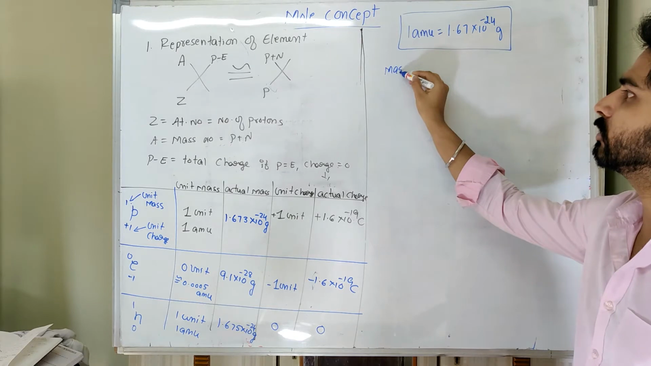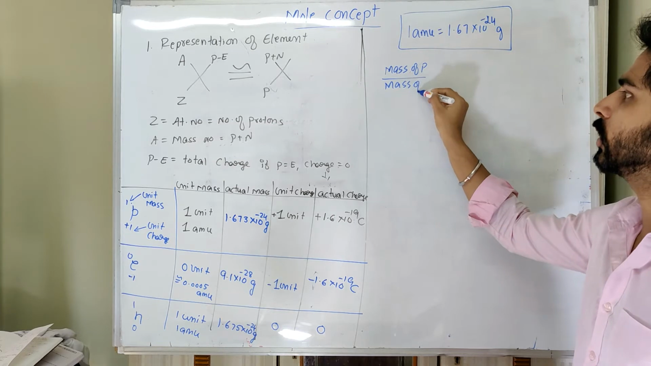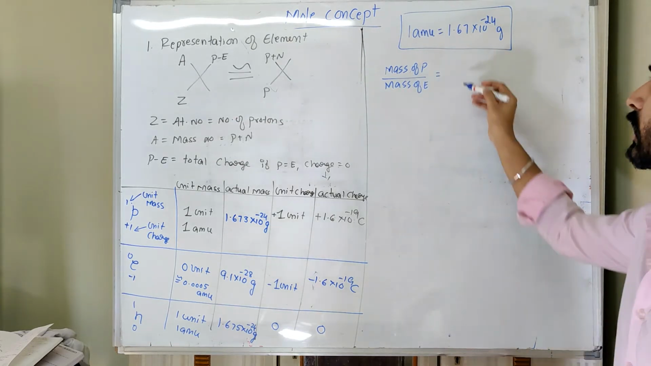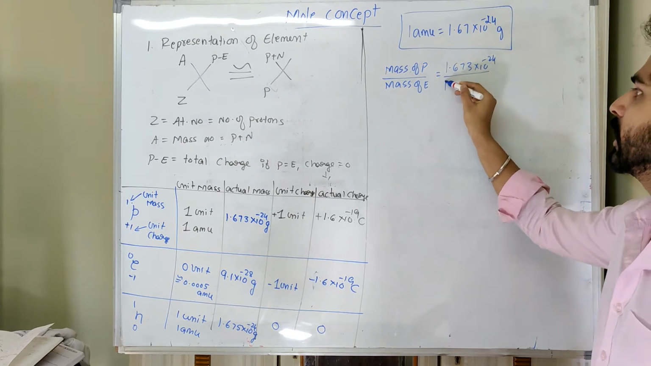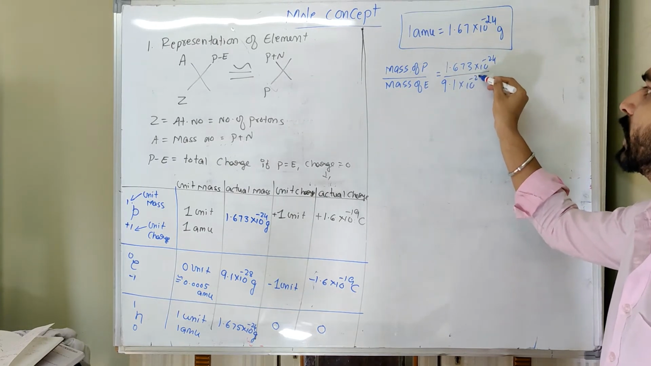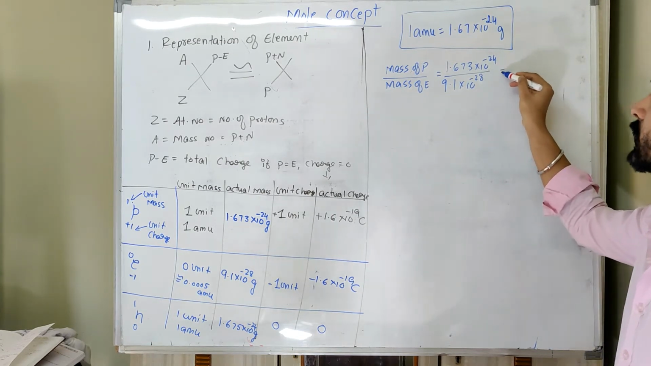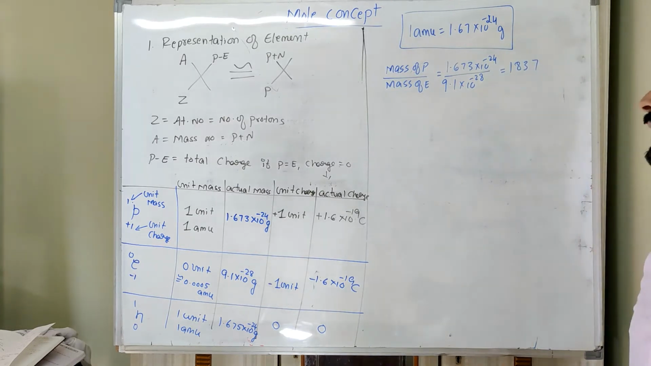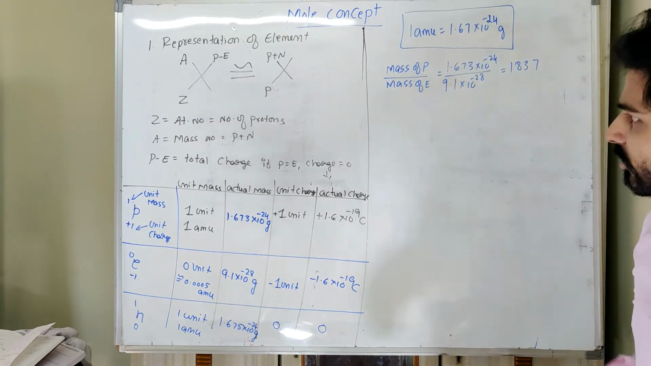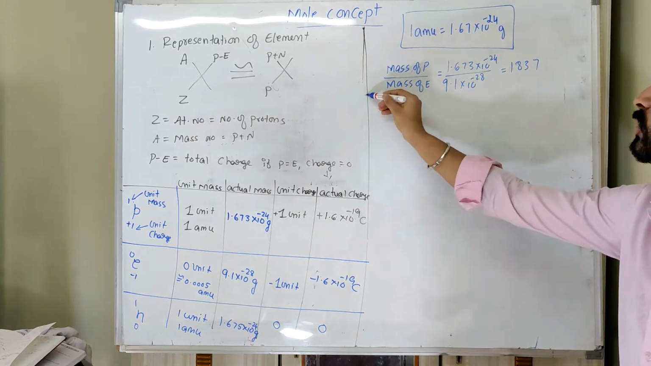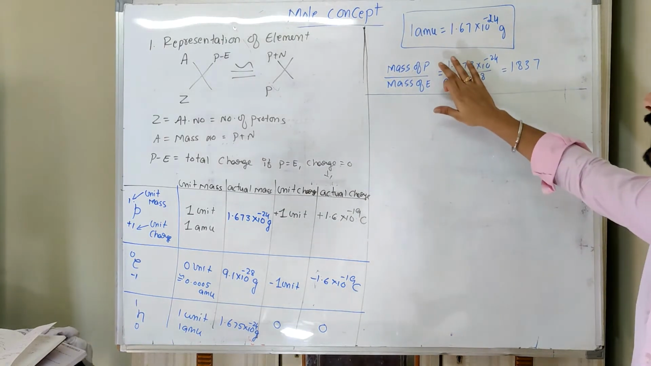So apart from this, one more thing you have to remember: if I take the ratio of mass of proton upon mass of electron, that is 1.673 into 10 raised to minus 24 divided by 9.1 into 10 raised to minus 28 gram. So this comes out to be about 1.837 into 10 cubed. What does that mean? The mass of the proton is about 1800 times greater than the mass of the electron. So this is also most of the time asked. So you have to remember the actual ratio.